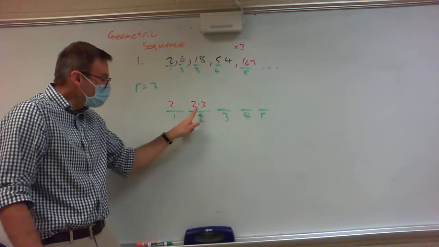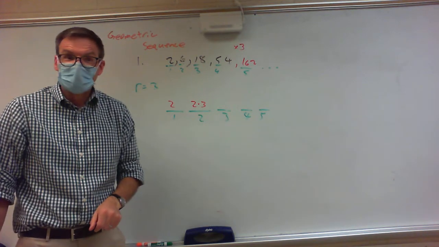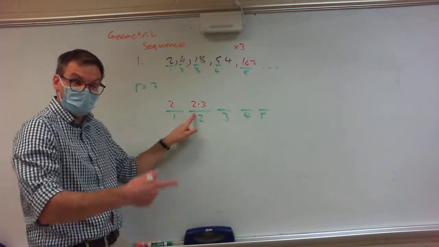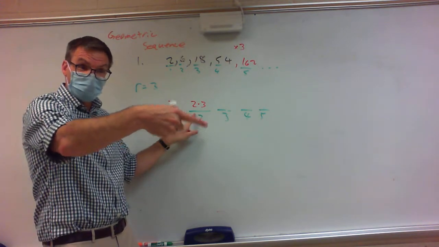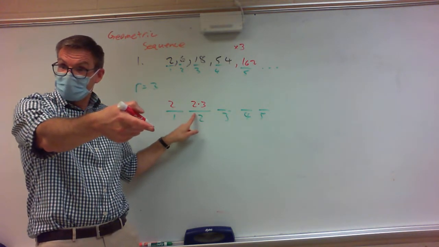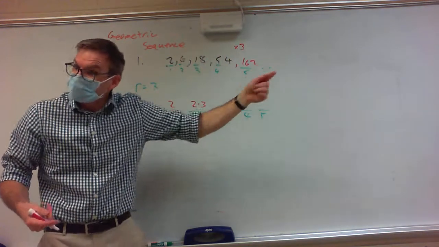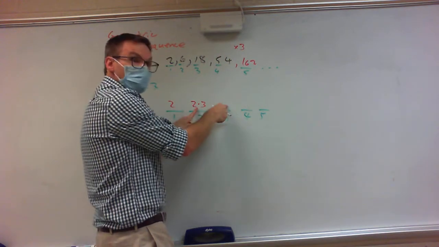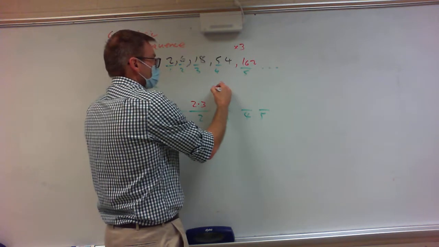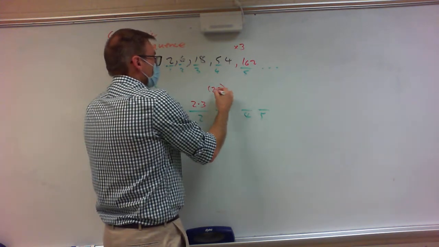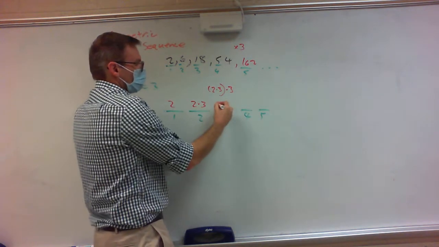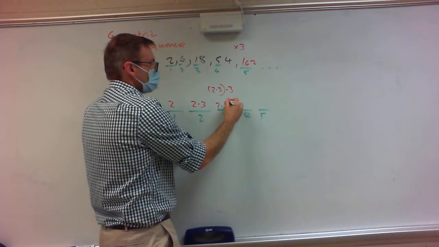Now, what happened to get from here to here? You multiply by 3 again, right? Is everybody okay? I mean, that's what happens. That's what a geometric sequence is. You're multiplying to get to the next one. So when I multiply by 3 again, that's going to give us 2 times 3 times 3. Well, can I go ahead and write that as 2 times 3 squared?